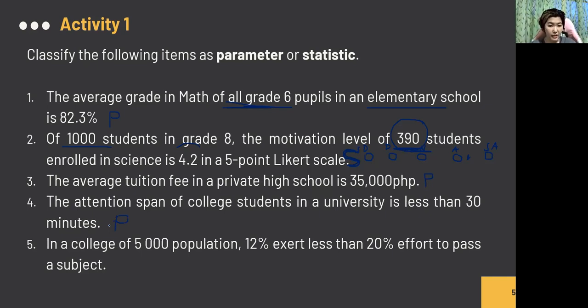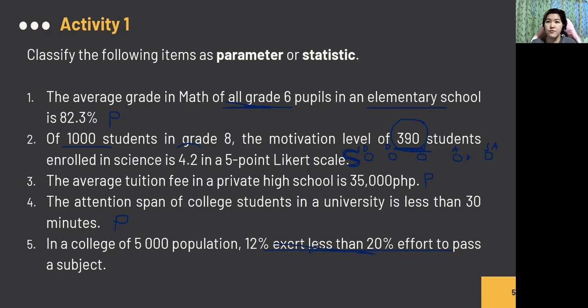Number 5, in a college of 5,000 population, 12% exert less than 20% effort to pass in a subject. Medyo tricky kasi ang dami ng numbers this time. May 5,000 population, 12% exert less than 20% effort to pass in a subject. Isipin nyo, this is just like a category. So 12% do this daw.